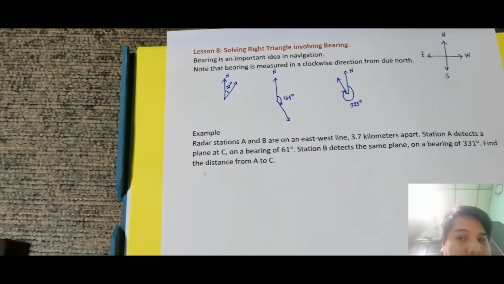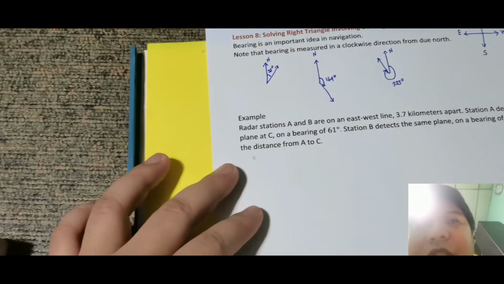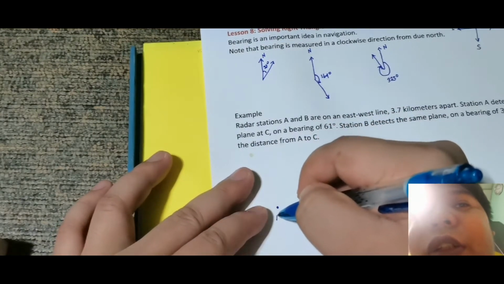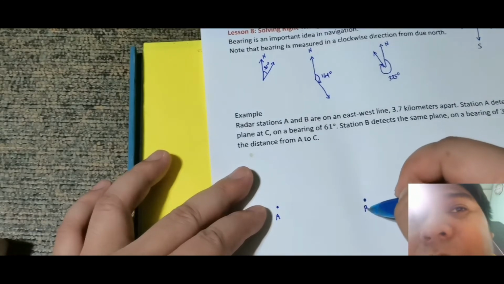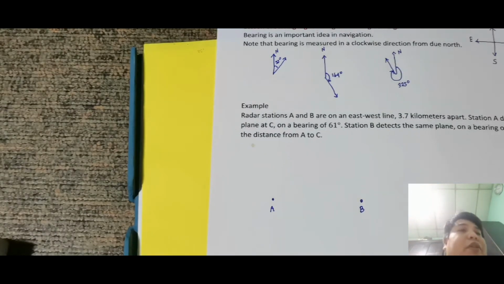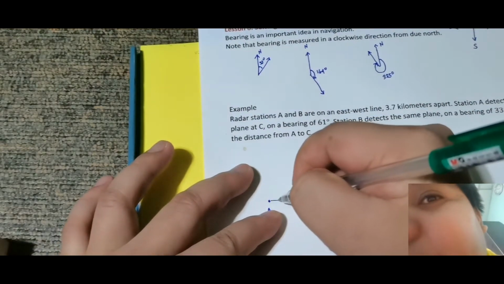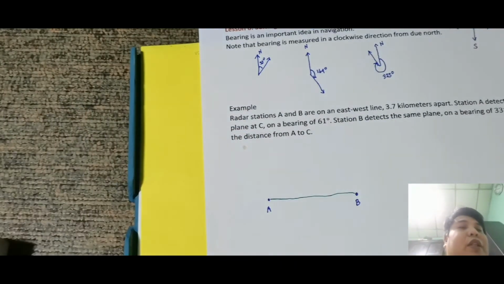Una natin gagawin syempre, gawa tayo ng ating dalawang radar station. Assuming ito yung isang station, ito yung station A. Assuming ito yung station B. Sabi, they are 3.7 kilometers apart, so lalagyan ko lang dito ng symbol. Note, nasa east siya, nasa west si radar station natin, kaya nga east-west line. Meaning nasa horizontal line, yun yung ibig sabihin nun.